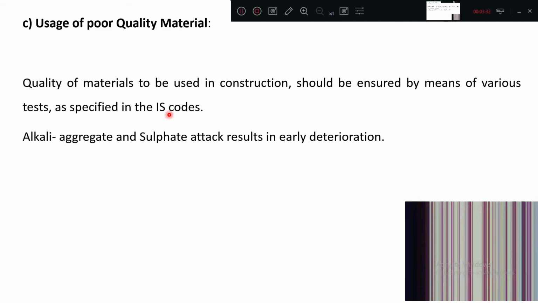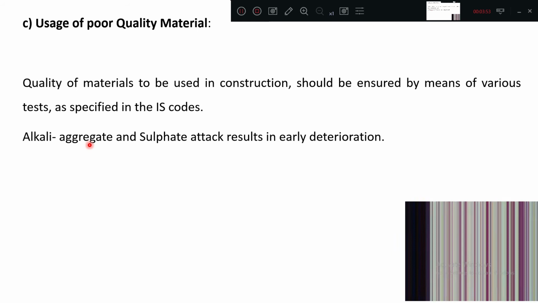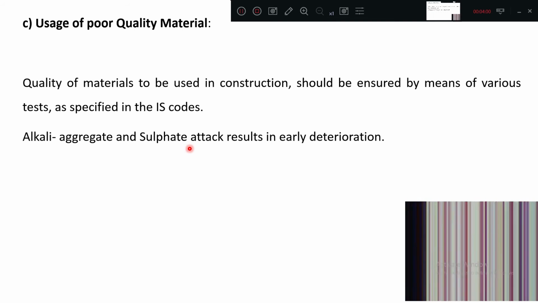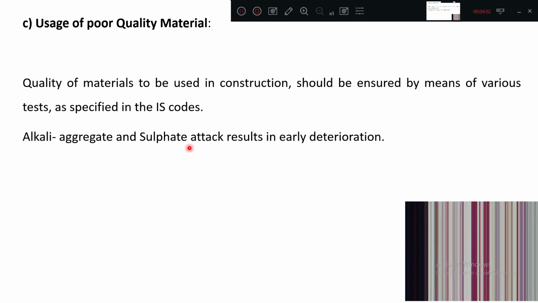What will poor quality material lead to? It will lead to alkali aggregate reaction. Alkali means the NO2 present in the cement part, aggregate means reactive silica. These two react, and sometimes sulfate attack results, which causes early deterioration. Alkali aggregate reaction is the cement aggregate reaction, which leads to expansion of concrete, which leads to cracks or disintegration. Sulfate attack means sulfates present in the soil combine with the concrete products and give a bulging effect or cracks.